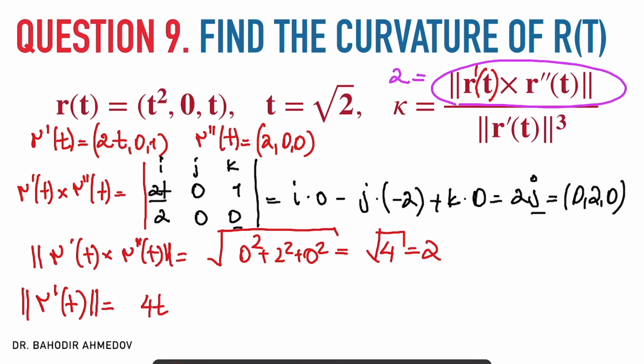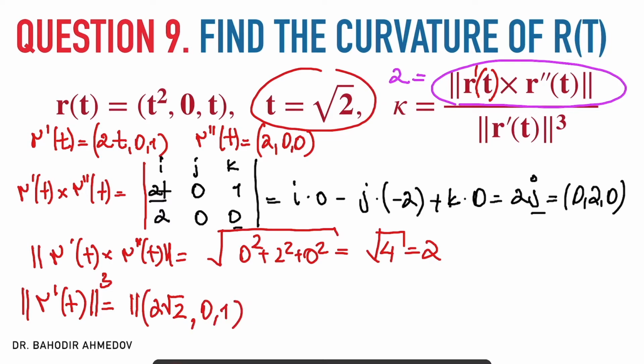Let me just substitute this there. So it's the norm cubed, let's say. It's the norm of the vector, because t should be equal to the square root of 2, and 0 and 1. Well, the norm of this vector is going to be the square root of 2 times the square root of 2. It's going to be 4 times 2, which is 8.